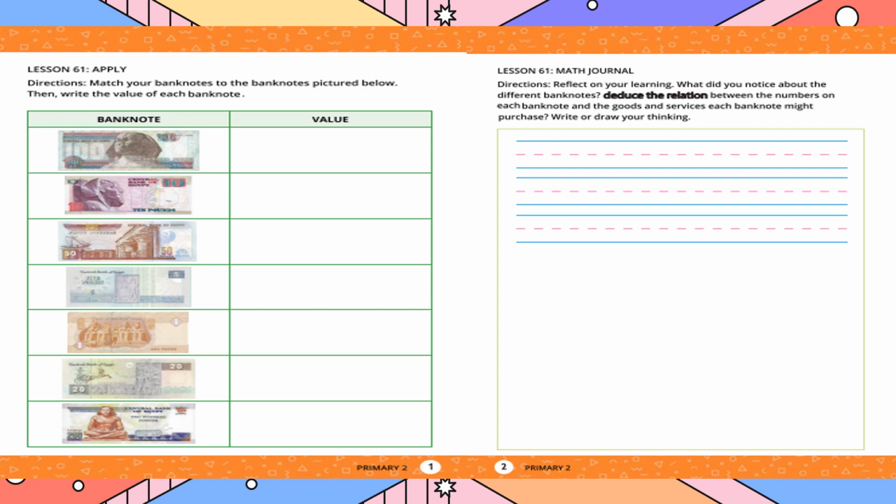Let's start with lesson 61. Match your banknotes to the banknotes pictured below. Then write the value of each banknote. First banknote, what is the number here? Yes, it is 100. So what is the banknote? 100 pounds or 100 LE. Next one, look at the number. What is the number here? It's 10. So this banknote is 10 pounds or 10 LE.